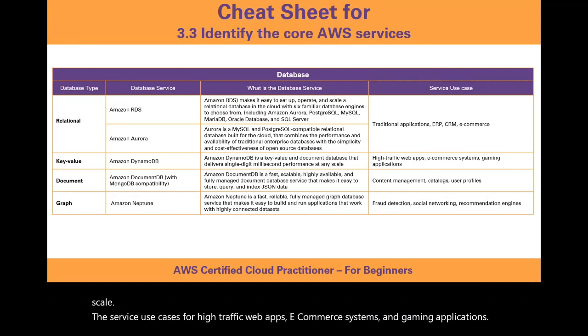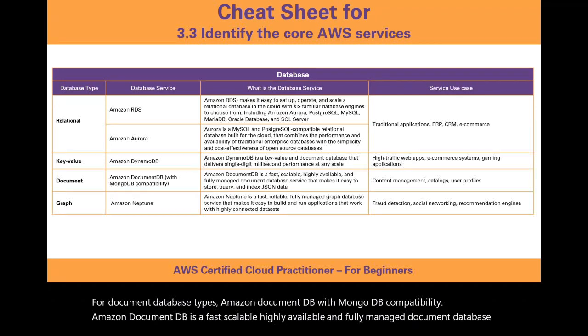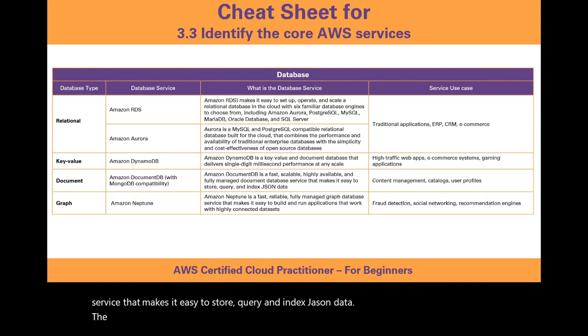For document database types, Amazon DocumentDB with MongoDB compatibility. Amazon DocumentDB is a fast, scalable, highly available, and fully managed document database service that makes it easy to store, query, and index JSON data. The service use case is for content management, catalogs, user profiles.